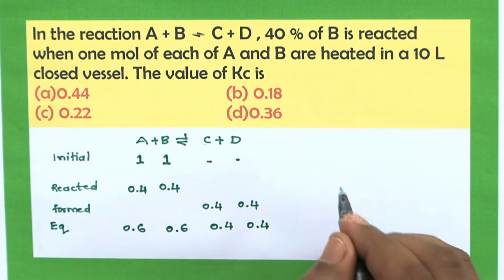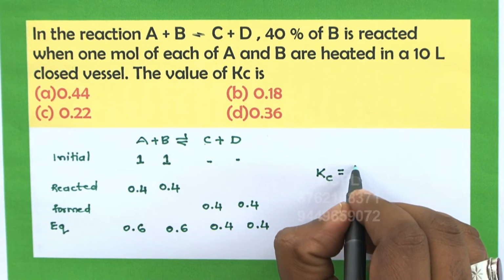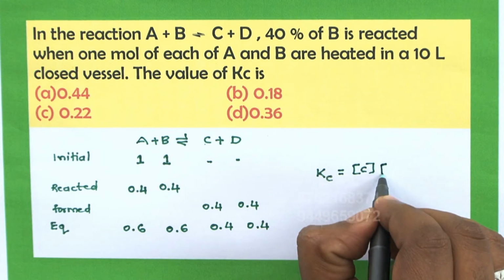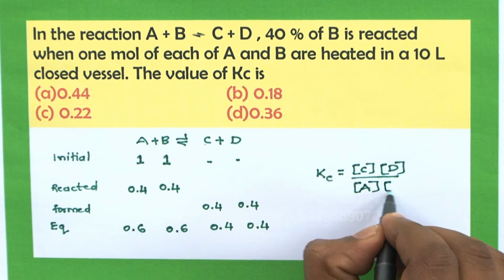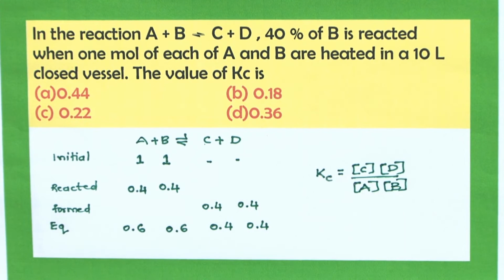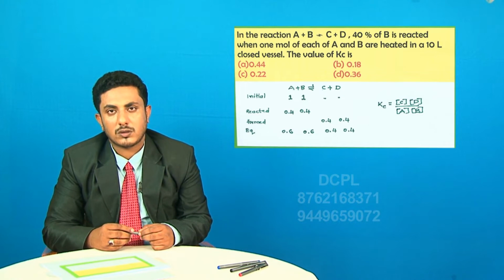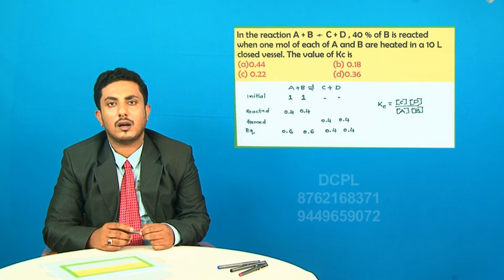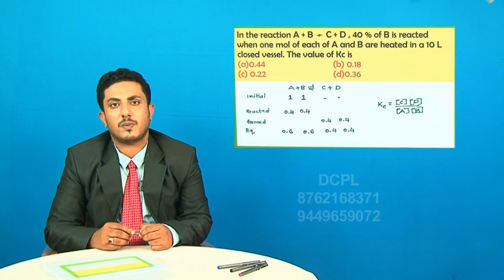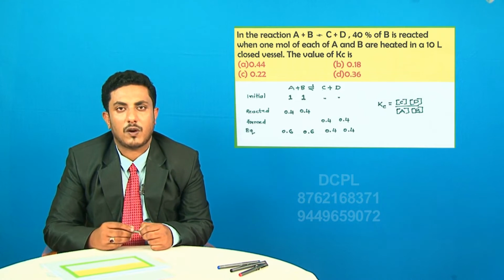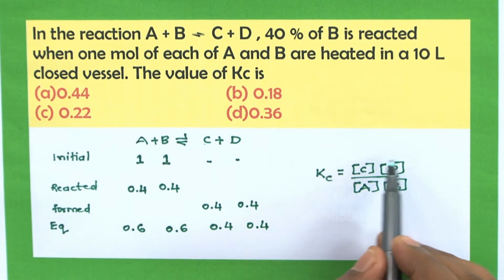We should calculate the equilibrium constant. Equilibrium constant Kc for this equation is given by Kc is equal to concentration of C into concentration of D divided by concentration of A into concentration of B. Because equilibrium constant is the ratio of product of concentration of the products to the product of concentration of the reactants raised to the powers as per the balanced chemical equation. That is, the stoichiometries as per the balanced chemical equation appear as power. If you look at this equation, the stoichiometry with respect to reactant and product is 1. So hence we have not raised it to anything.